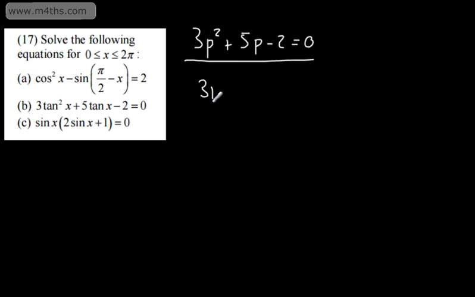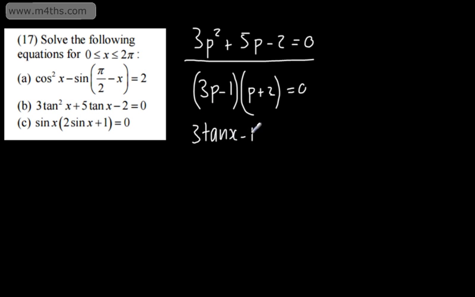So 3p minus 1. If you're ever unsure, you can use the quadratic equation on these. And then p plus 2, that's equal to 0. Let's just check that. 3p squared plus 6p minus p minus 2. So that works. So what we could do is simply write this now as 3 tan x minus 1 multiplied by tan x plus 2, and that's equal to 0.